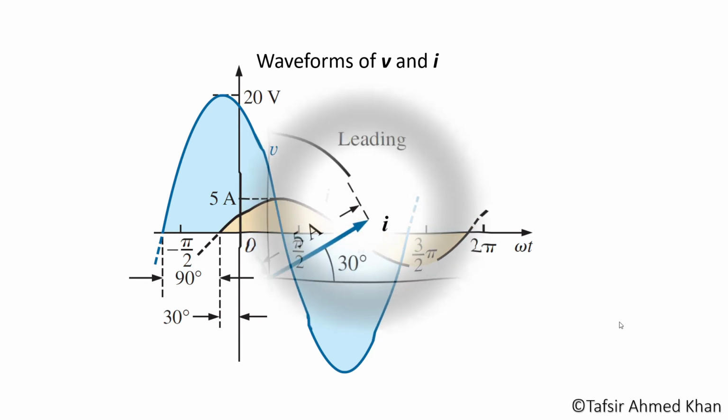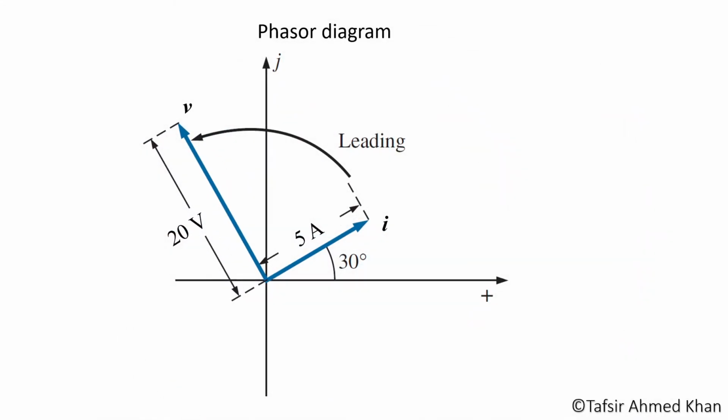Now let's see the phasor diagram. This phasor diagram is drawn with peak values. Here the voltage is at 120 degrees and the current is at 30 degrees. So between them they have a 90-degree shift and the voltage is leading. The peak value of voltage is 20 volt and the peak value of current is 5 ampere. See, this is small v, this is small i.